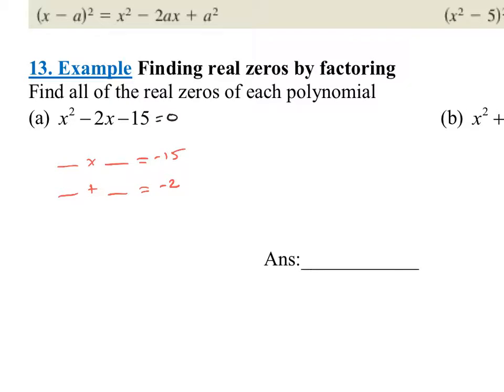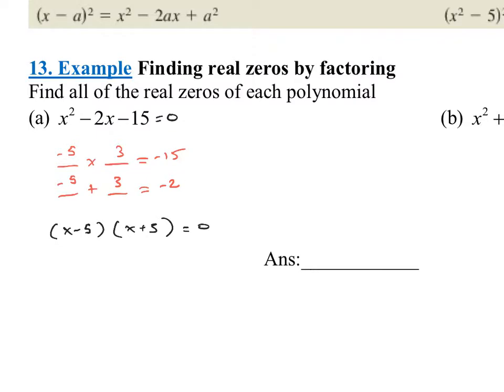I think those numbers would be, careful with your signs, how about a negative 5 and a positive 3? Make sure that it works for both of them. Negative 5 times 3 is negative 15, and negative 5 plus 3 is negative 2. So those are my two numbers. Those turn into my two factors. I would have an x minus 5 from the negative 5, and an x plus 3 from the positive 3. Now I have properly factored it.